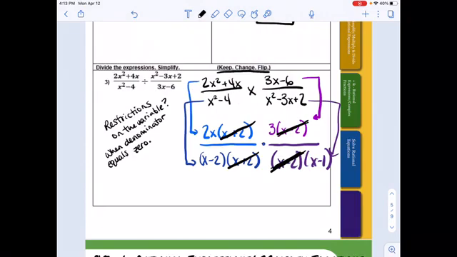Okay, so now I'm as reduced as I can, so I'm just going to multiply across. So 2x times 3 is 6x over x minus 2 times x minus 1. And that is my reduced form.